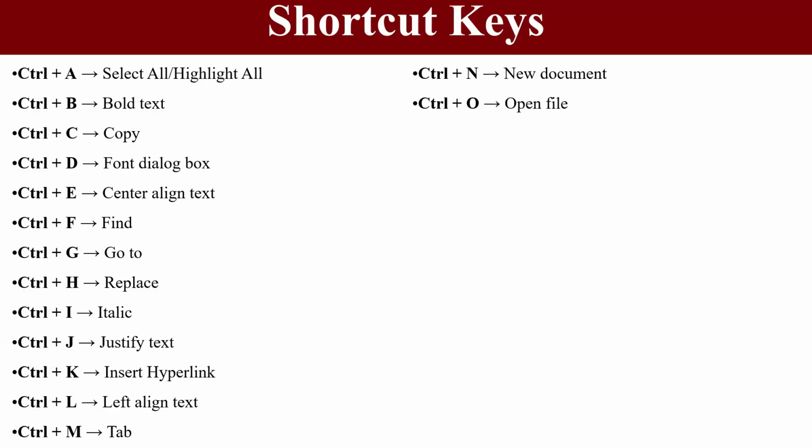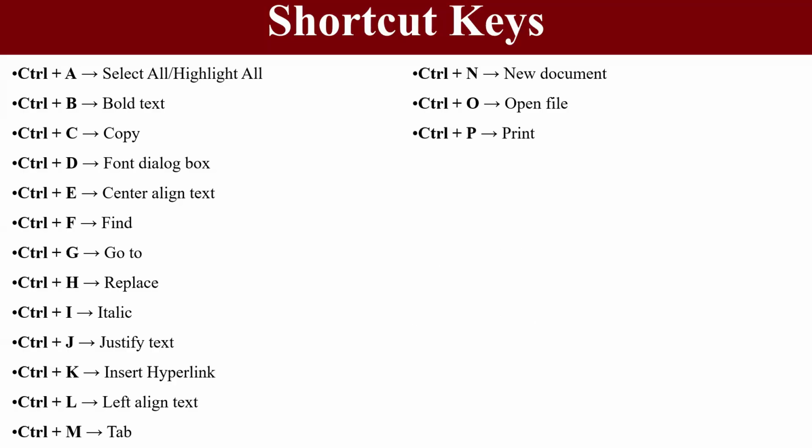Then Control O, that is open existing file. Let's say as you are doing something in Microsoft Word, you want to open an existing file that you already have in your system, then you just need to click on Control O. It will take you to all your files inside your Microsoft Word. Then you click on which file you want to open, then you select that.